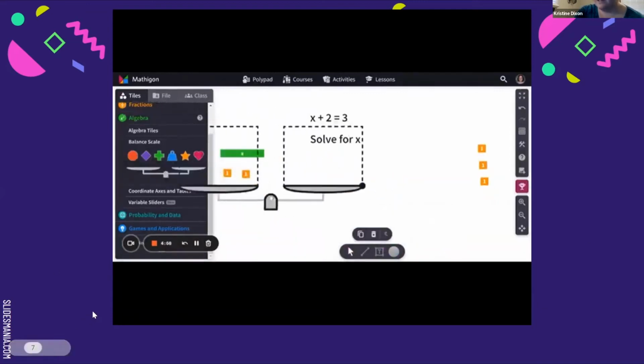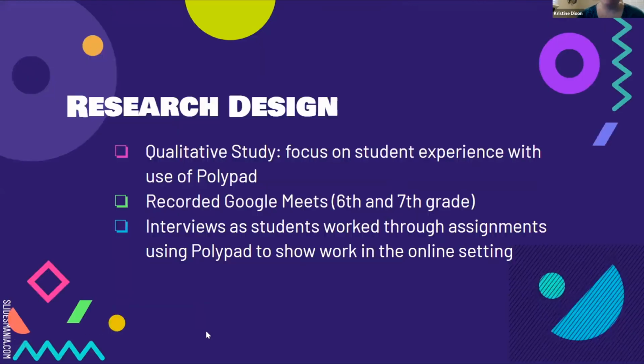Okay. Oh, it's still going. There we go. So my research design was a qualitative study. I just really wanted to get the student perspective and feedback because with online learning, I'm so disconnected from the students. I really just want to focus on how are they feeling, what's working, what's not, and how can I make their experience better. I was able to get some recorded Google Meets from 6th and 7th graders, and I work with 6th, 7th, and 8th graders. All of those I was able to get written feedback from as they work through assignments on grade level standards.